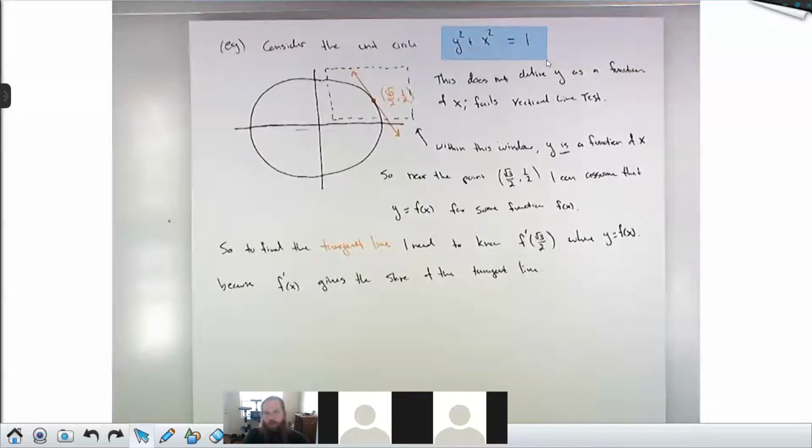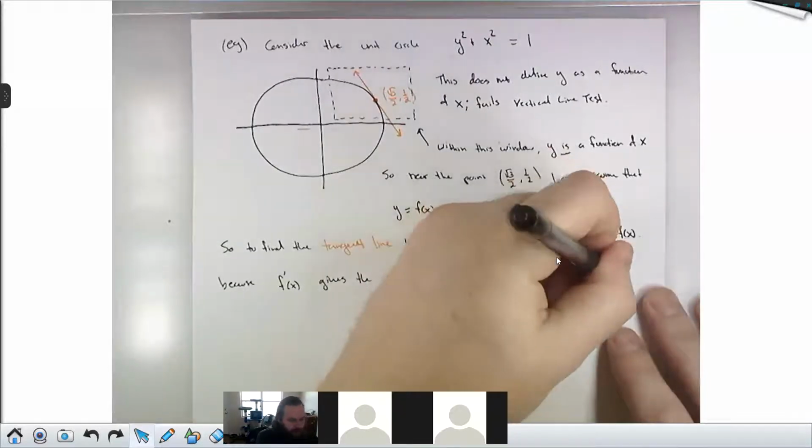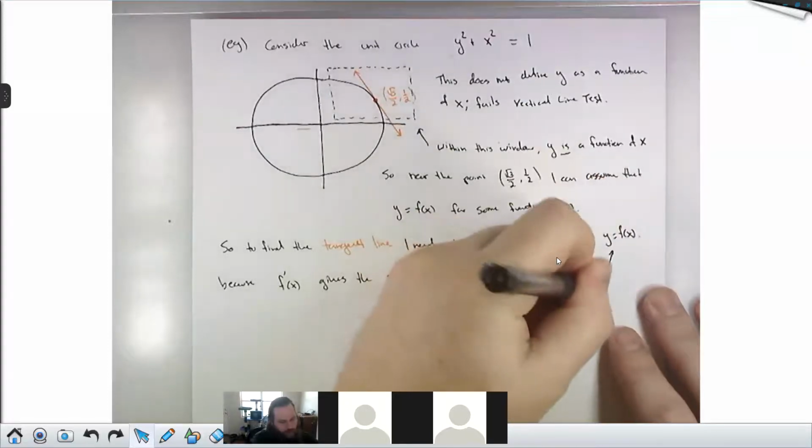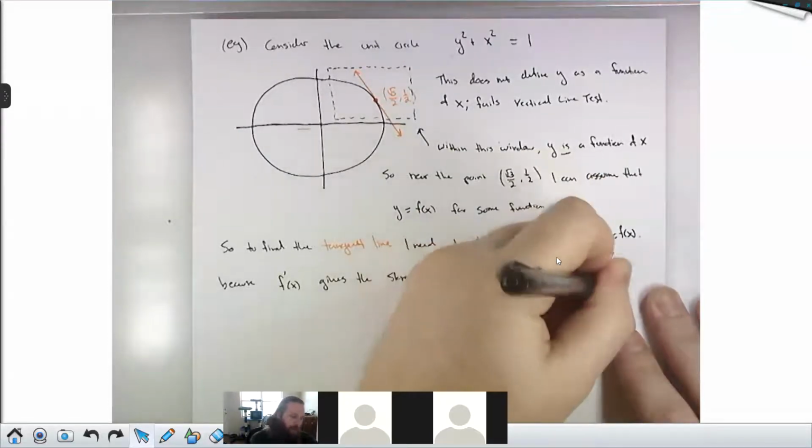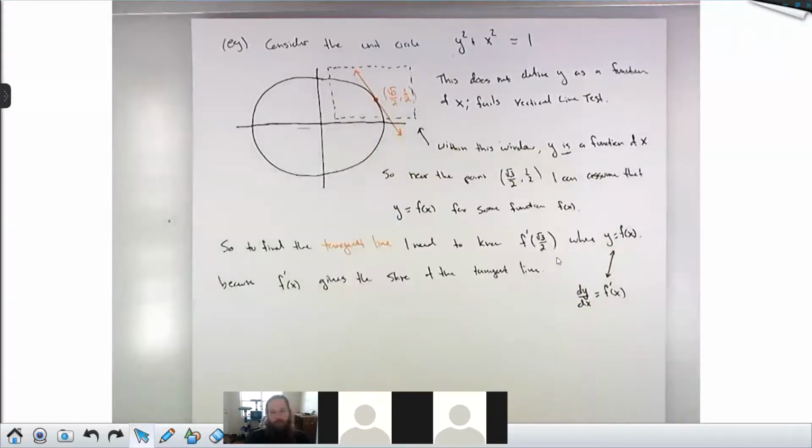In theory, yes, it's possible to solve this for y, but I'm not interested in doing that. I want to know if I can get at this indirectly, through some implicit work rather than working with an explicit formula. And the main idea is this: if y is equal to f of x, then dy dx is f primed of x. Those are the same thing. So I'd like to take this apparatus here, y squared plus x squared equals 1, differentiate on both sides, solve for dy dx, and then use that to get the slope of my tangent line.